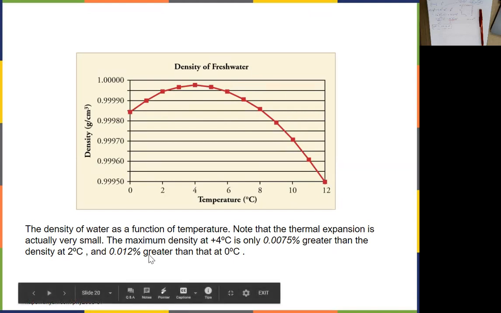However, this increase in volume is very small, even in that range, okay? Like in the percentage of 0.0075%, okay?